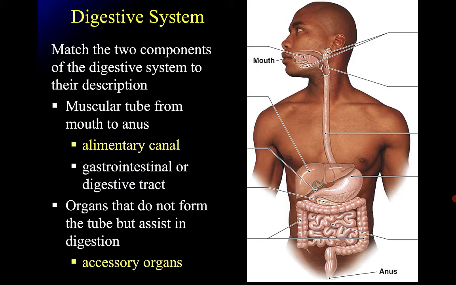So let's go ahead and begin here with this idea that when we talk about the digestive system, we can talk about two different parts of this. There is a muscular tube going all the way from our mouth to our anus, commonly referred to as the alimentary canal, or the gastrointestinal tract, or sometimes simply as the digestive tract.